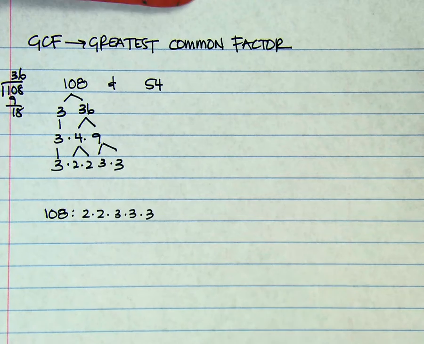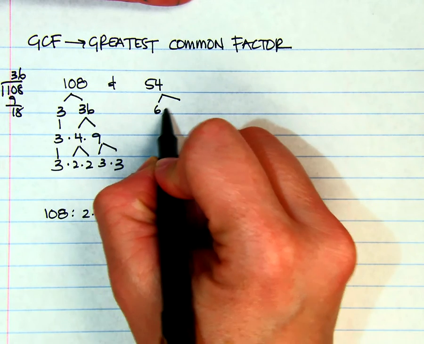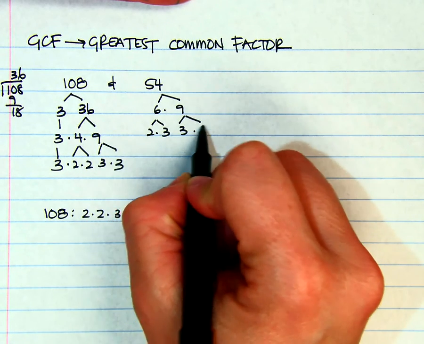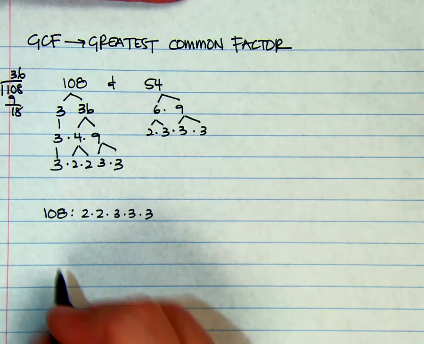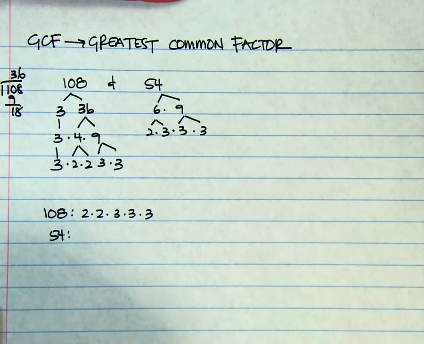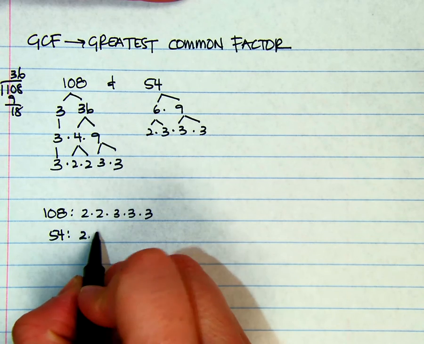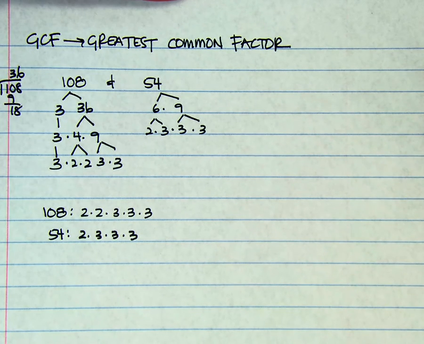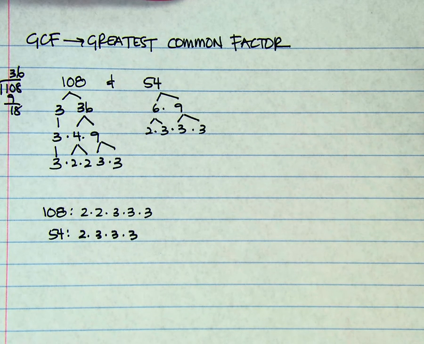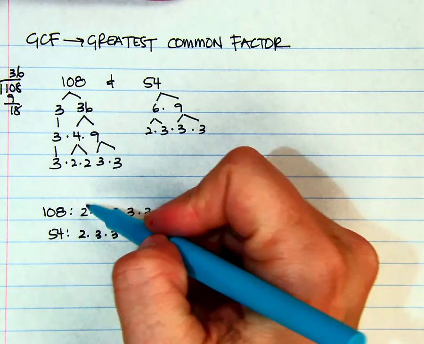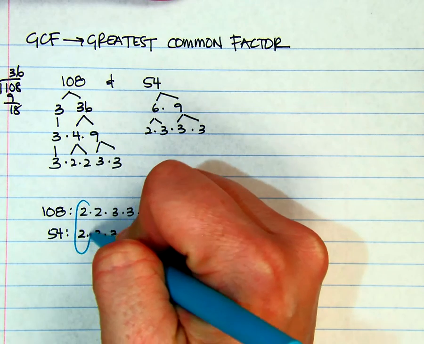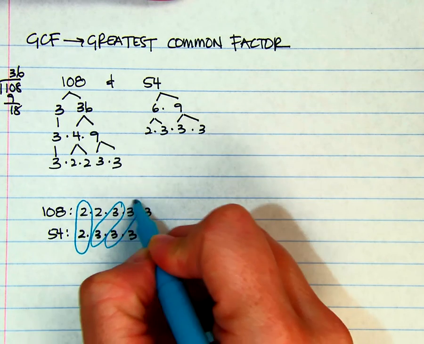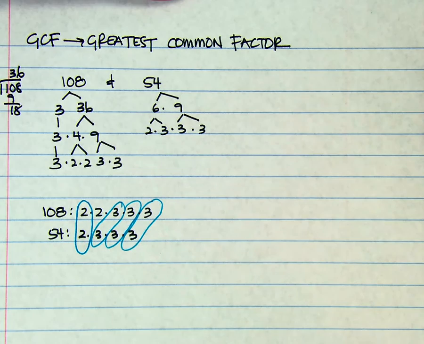When I do the same thing to 54, it's 6 times 9, which gives me 2 times 3, and 3 times 3. So 54, notice I'm going to try to line them up, is 2 times 3 times 3 times 3. Then you circle your pairs. What do they have in common? They both have a 2, and they both have a pair of 3's, and another pair of 3's, and another pair of 3's.